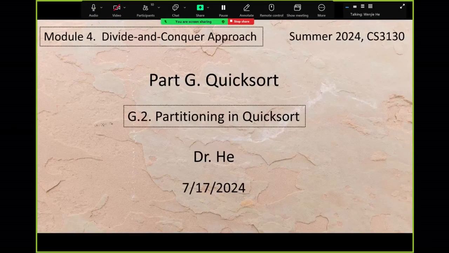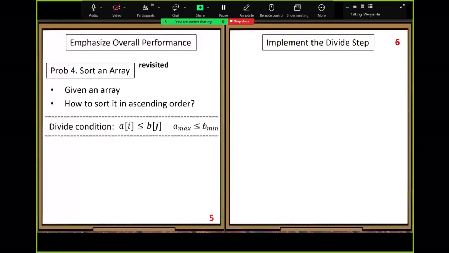Next topic, G.2, partitioning in quicksort. That divide step, we need to implement the details, and we call it the partitioning step. So let's look at the details of the partitioning step. The goal is this one. These two inequalities are equivalent.